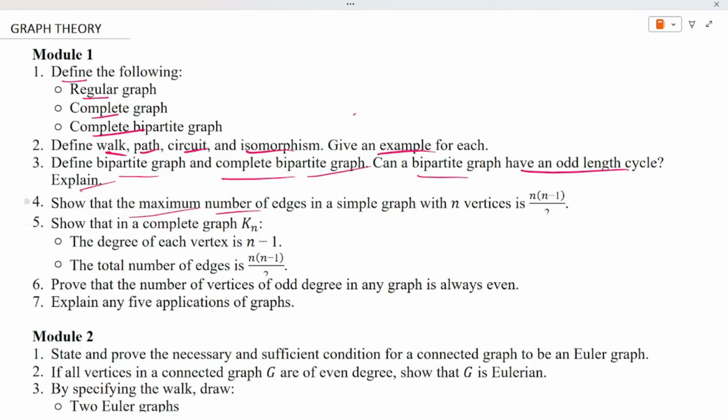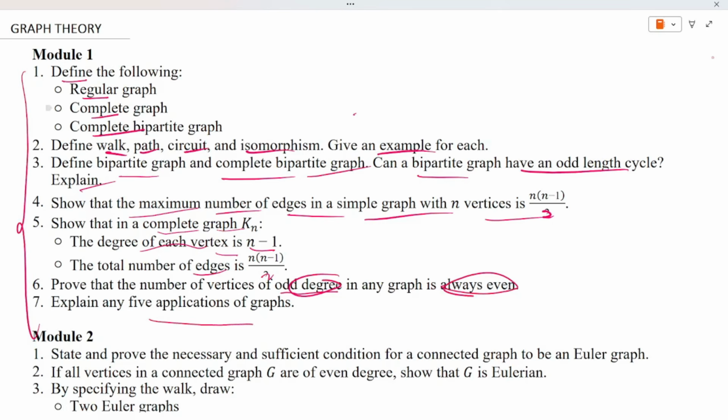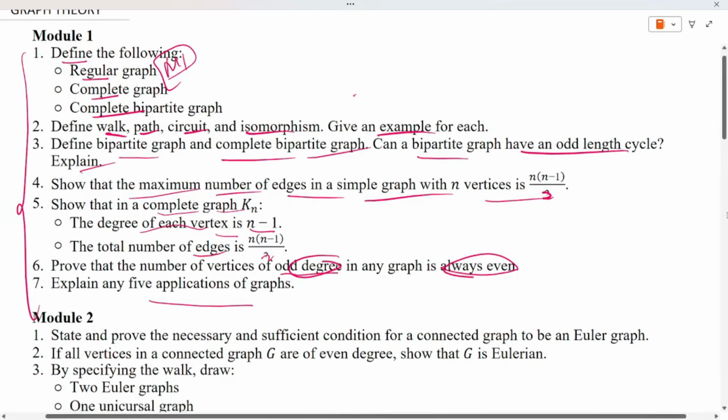Next is show that the maximum number of edges of a simple graph with n vertices is n(n minus 1)/2. And next, show that in a complete graph Kn, the degree of each vertex is n minus 1 and the number of edges is n(n minus 1)/2. And next, prove that the number of vertices of odd degree is always even. You have to prove it. And five applications of graphs. You have to study all these questions. Please do module 1 first if you have not started your preparation.